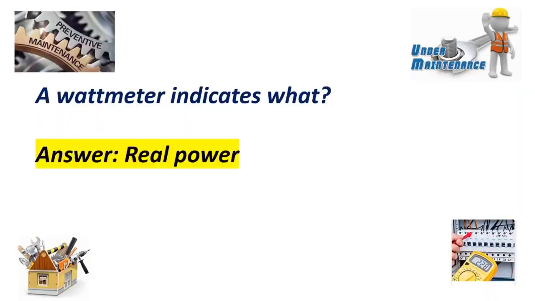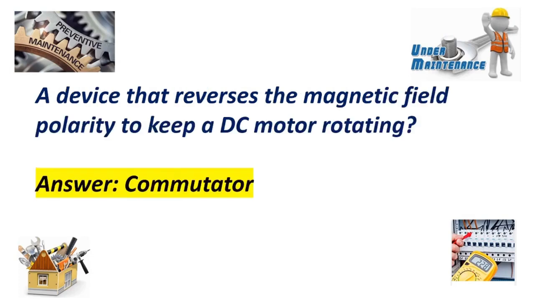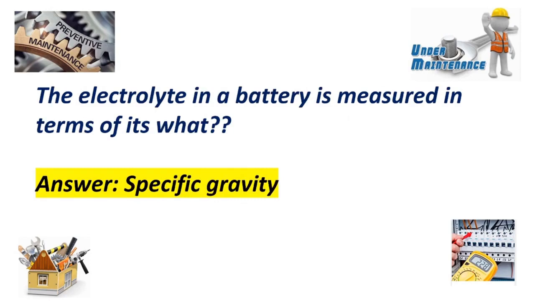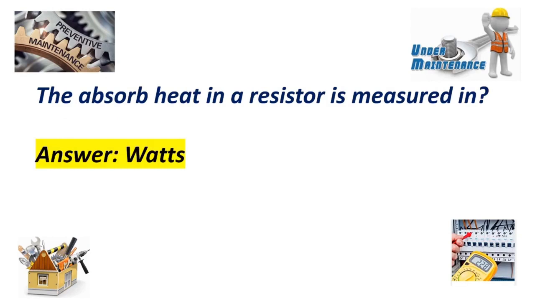A wattmeter indicates what? Real power. A device that reverses the magnetic field polarity to keep a DC motor rotating: Commutator. The electrolyte in a battery is measured in terms of what? Answer: specific gravity. The absorbed heat in a resistor is measured in: Answer: watts.